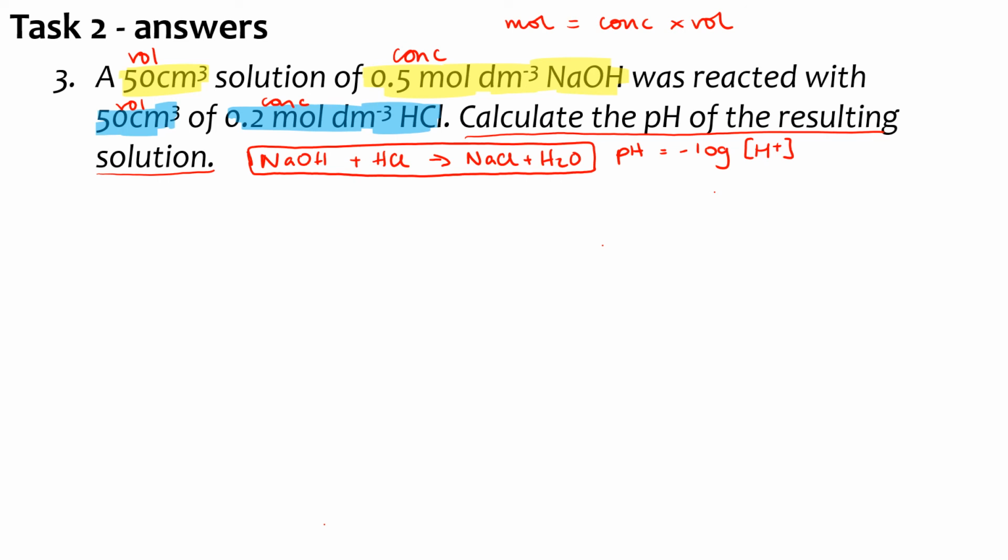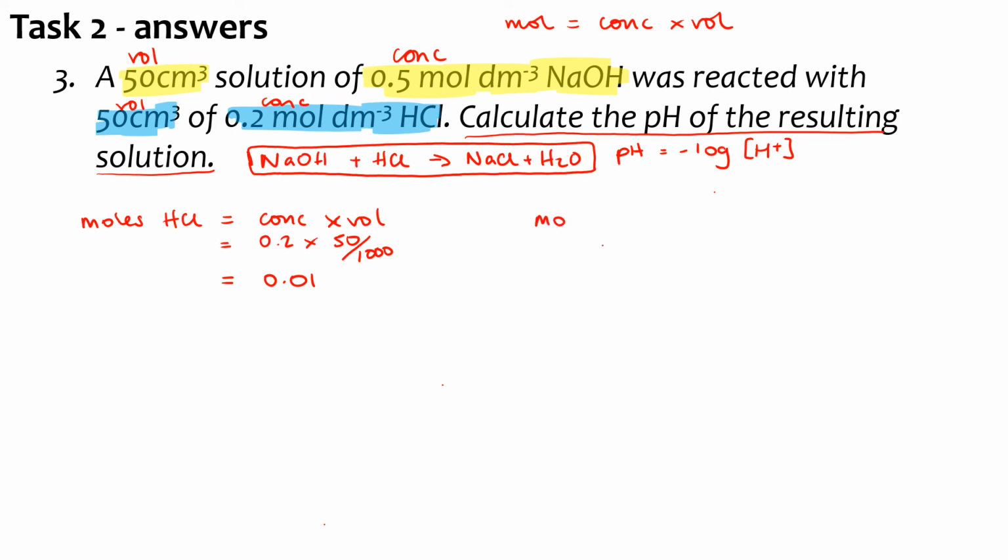So I'm going to go straight into this and I'm going to calculate the moles of each, and I'm going to work out the moles of the HCl first. That's what I wrote down. So concentration times volume, that will be 0.2 times 50 over 1,000. And so the moles of HCl here is 0.01.